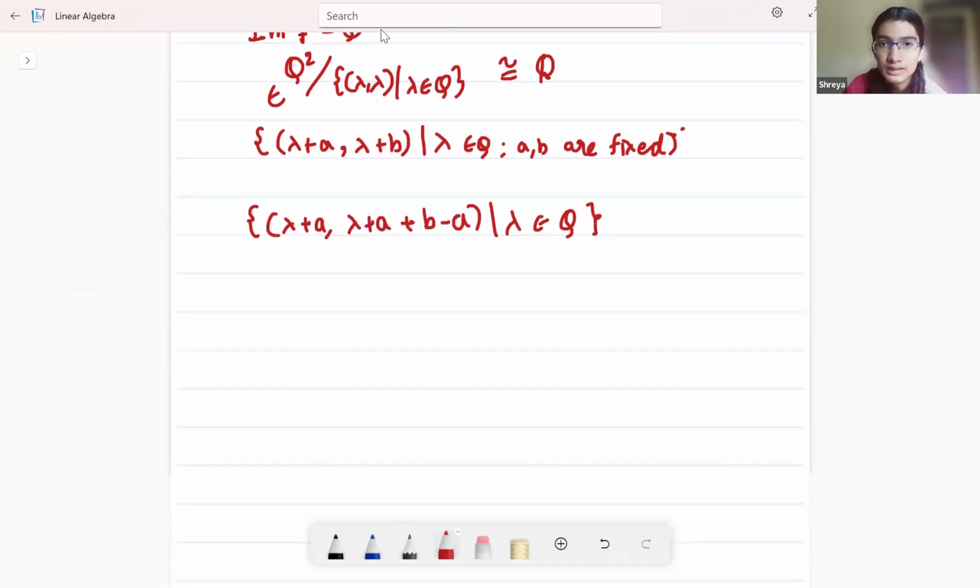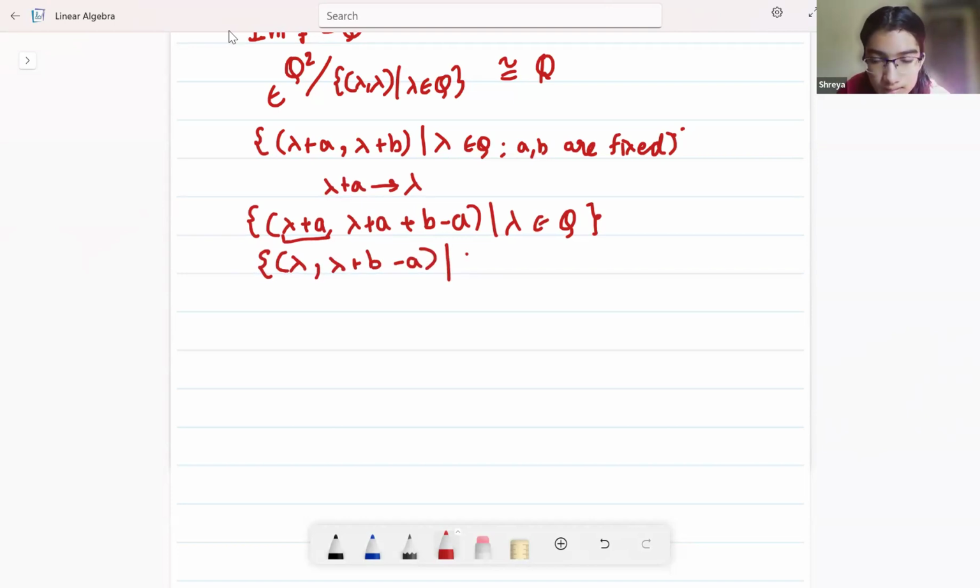Now the key point is, instead of letting lambda vary over all rationals, we might as well let lambda plus a vary over all rationals. So here we can just get rid of the variable a. An element of this looks like lambda, where we're taking lambda plus a and replacing it with lambda everywhere, because that also takes all rational values. So we get lambda, lambda plus b minus a. And now lambda varies over all rationals, and b minus a is fixed.